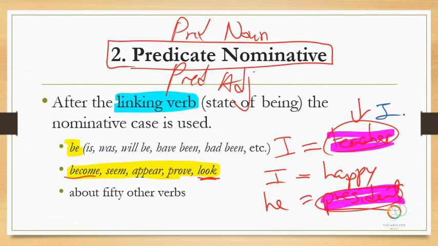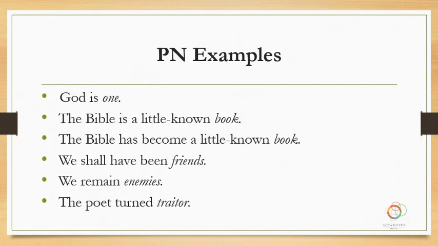Of course the sentence structure will be different with different words there, but the word that has to go there is an I and not a me, because you want nominative case in the predicate nominative position. He was what? He was he, not a him. Okay, that's the rule that we have to remember for later. Let's look at some examples here. PN examples, predicate nominative examples. God is one.